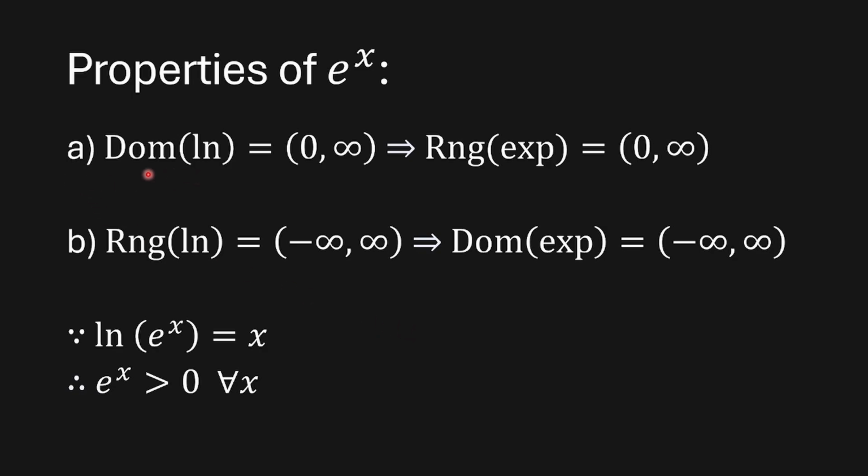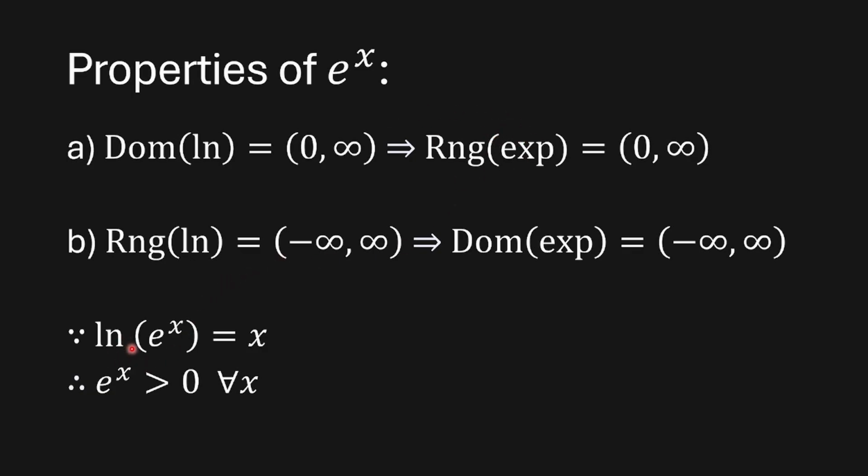So, what are some properties of the natural exponential? Well, let's recall that the domain of ln was 0 to infinity. Since we've defined the natural exponential to be the inverse, the range of the exponential must be 0 to infinity. Again, the range of ln is negative infinity to infinity. Therefore, the domain of the exponential is negative infinity to infinity. Of course, this is the property of inverse functions. This comes from reflecting our curve across the line y equals x, which swaps x and y, which in turn swaps the domain and range.